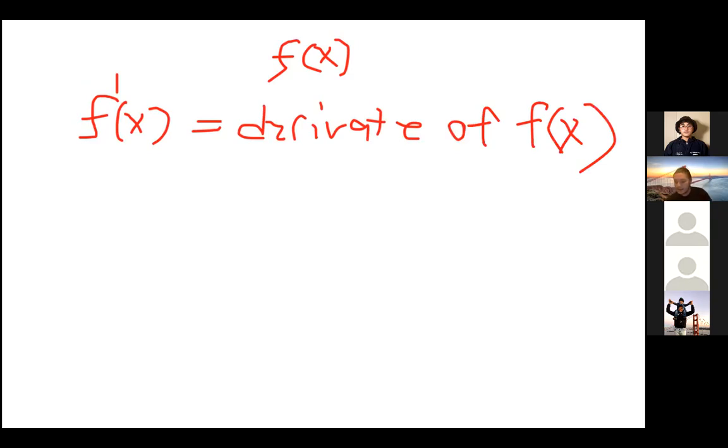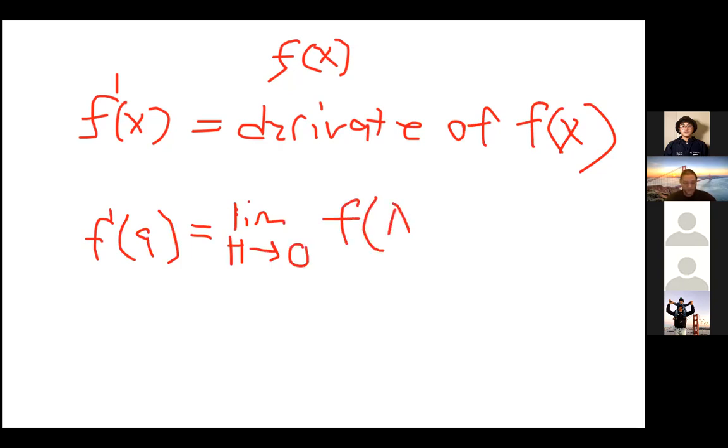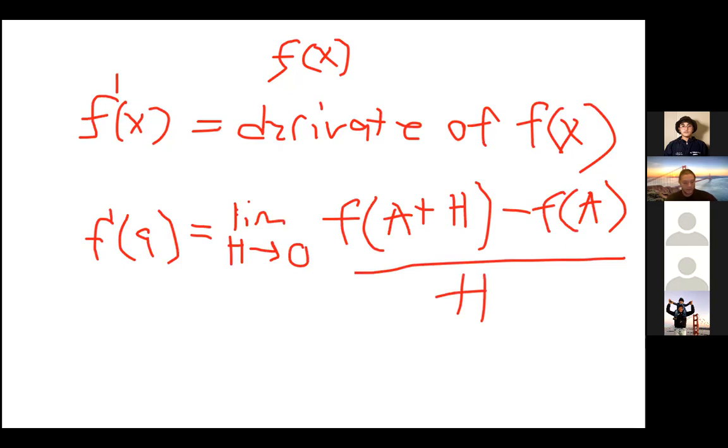Now, I'll leave that up there. Let me write down the definition of the derivative now. We have f prime of a is equal to the limit as h approaches 0 of f of a plus h minus f of a, all over h. Let me box that in so it's a little bit more clear.